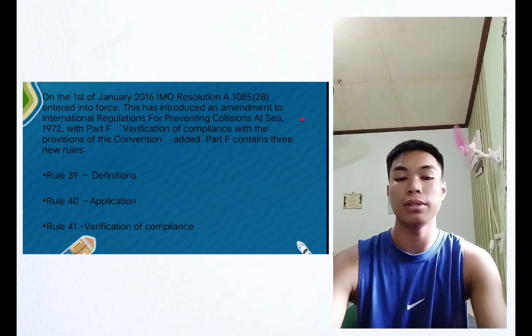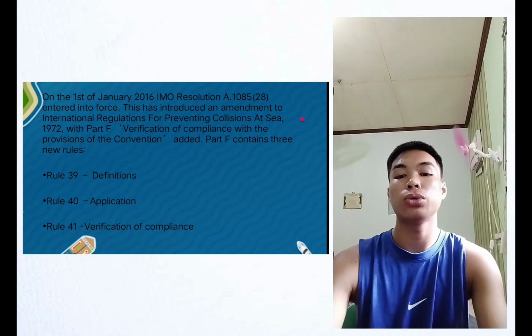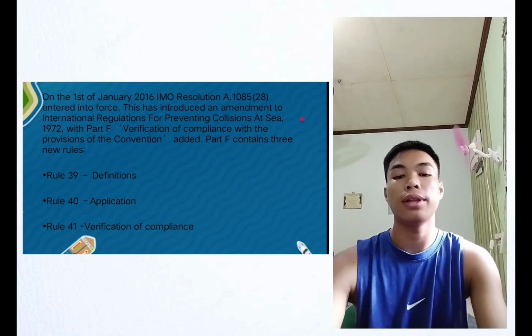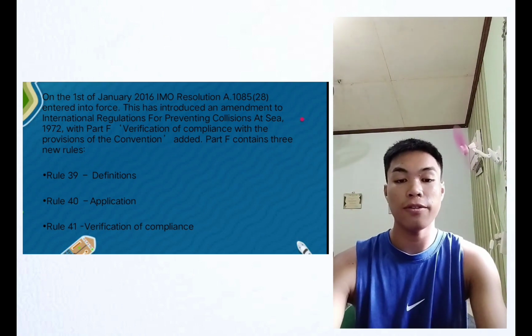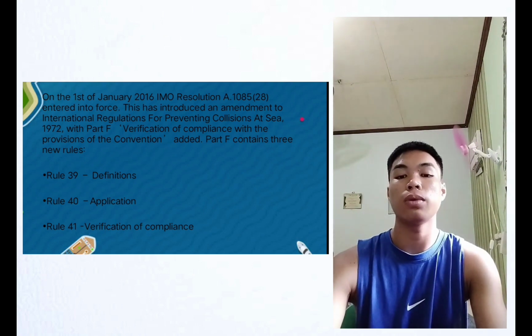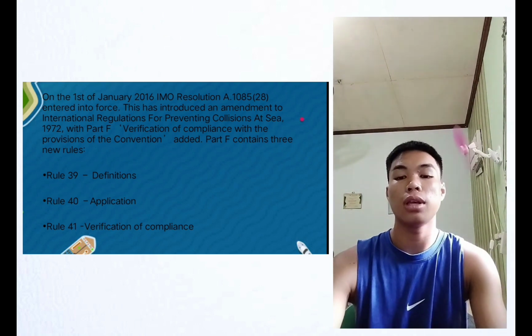1972 as amended. On the 1st of January 2016, IMO Resolution A.1085(28) entered into force. This has introduced an amendment to the International Regulations for Preventing Collisions at Sea 1972, with Part F, verification of compliance with the provisions of the convention. Added Part F contains 3 new rules, which are Rule number 39, Rule number 40, and Rule number 41.